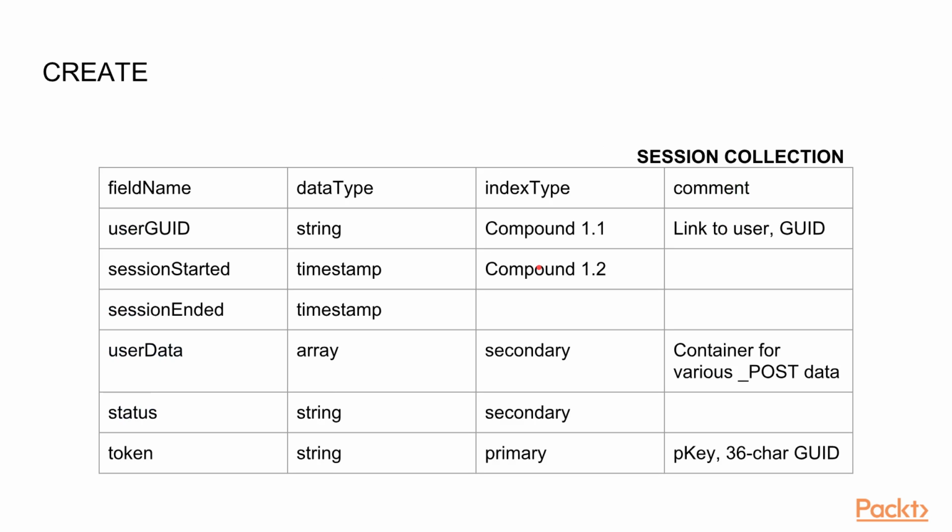So our session collection, if I was going to design it off the top of my head, is going to pretty much look like this. I'm going to have a user GUID, and the user GUID is the first field. It's an index field, and it provides a link back from the session table to the user table. I want to know when the session started. I want to know when the session ended.